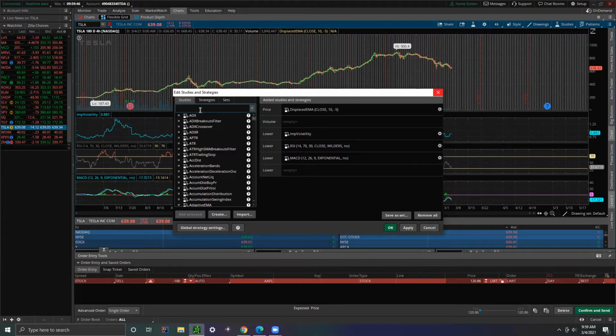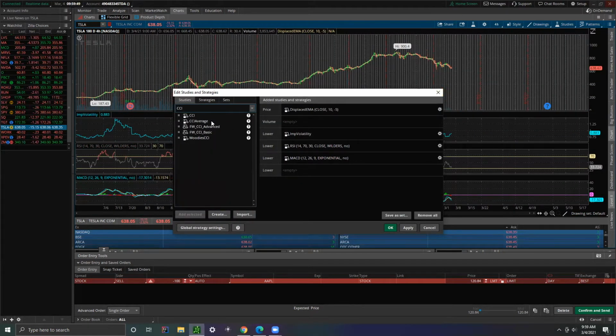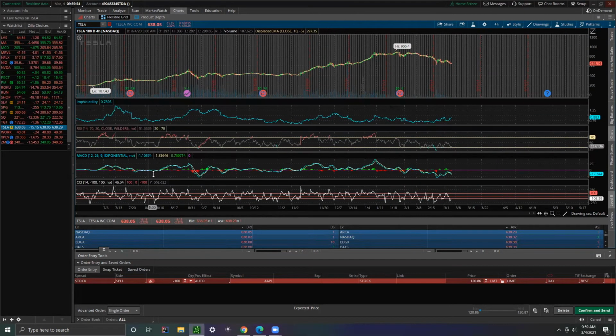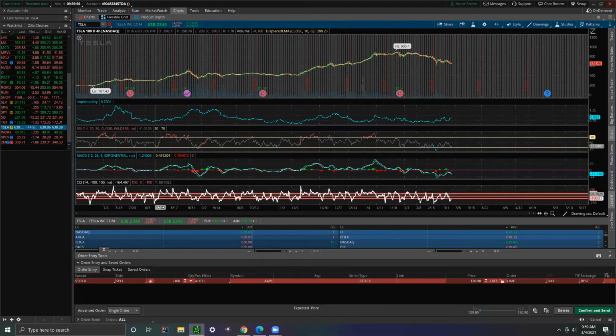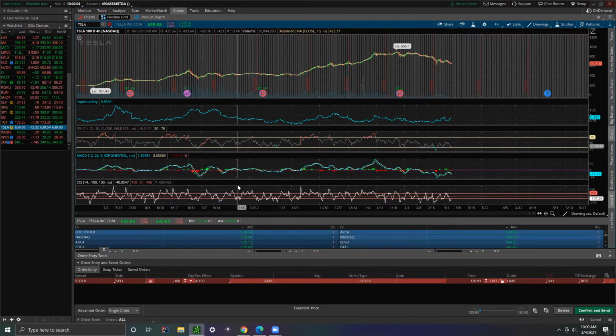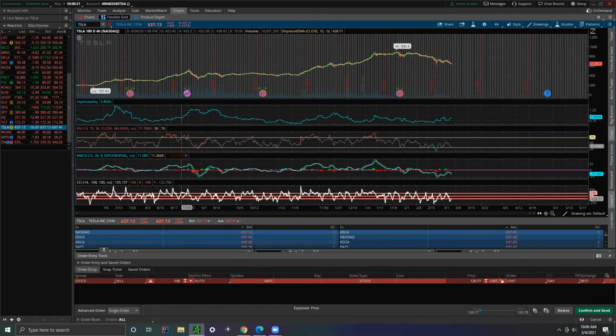Alrighty, last on our list, we have our Commodity Channel Index, or CCI for short. So let me just add that in. Just to give you a little background, the CCI measures the difference between the current price of the stock and the historic average price of the stock. And what that does is it basically helps you determine if the stock is overbought, like in this case right here, or oversold, like down here.